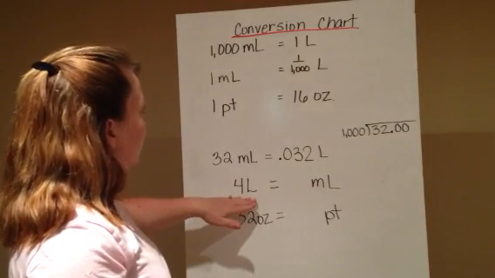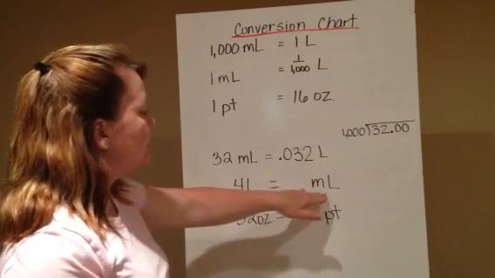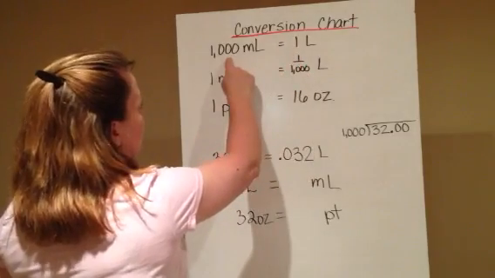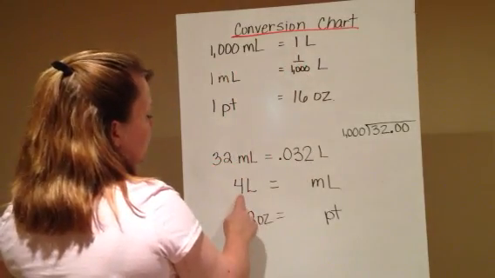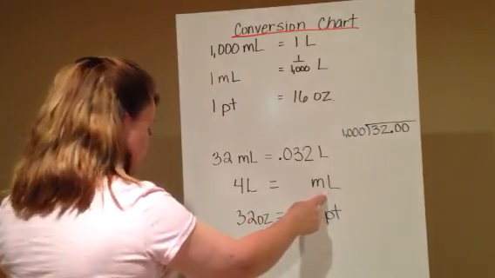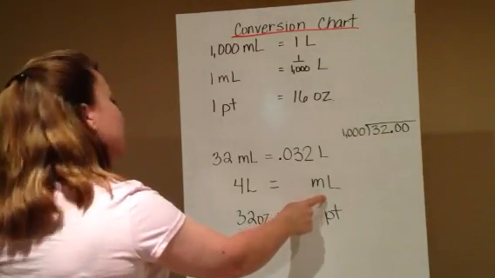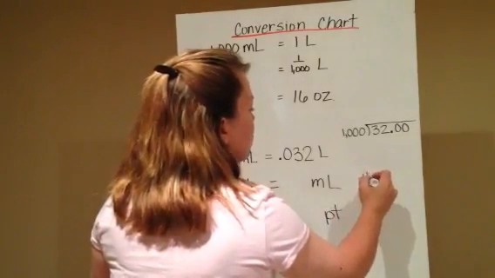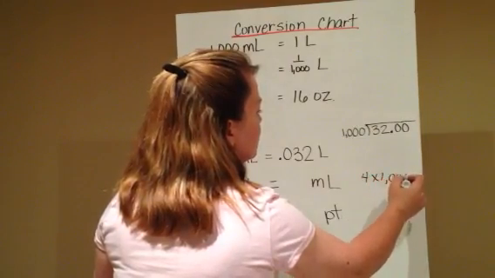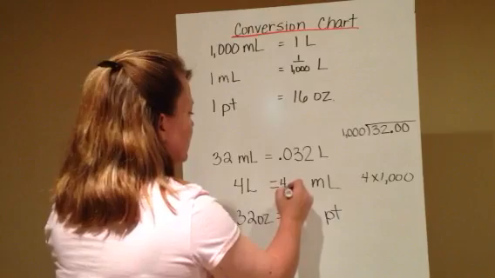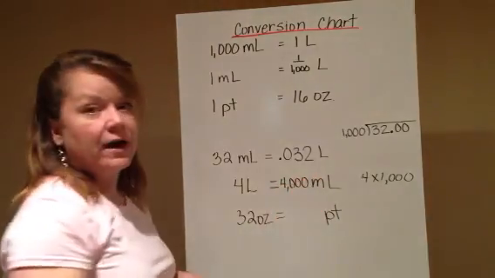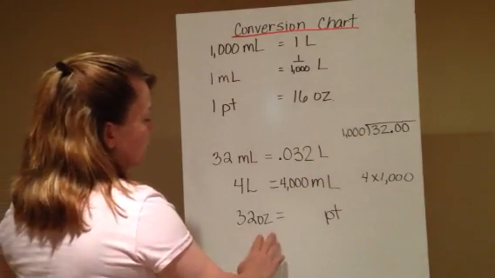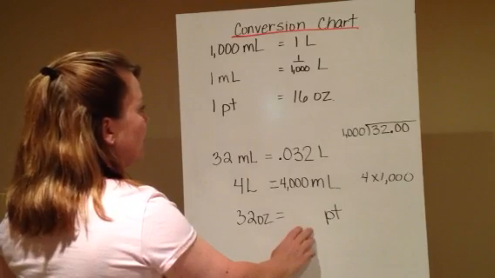If we look at the next one, we have 4 liters, and we're turning that into milliliters. So I know 1 liter is 1,000, right? So this is going from big to small. And that means we're going to multiply. So I'm going to multiply 4 times 1,000. So that means that this is going to equal 4,000 milliliters.